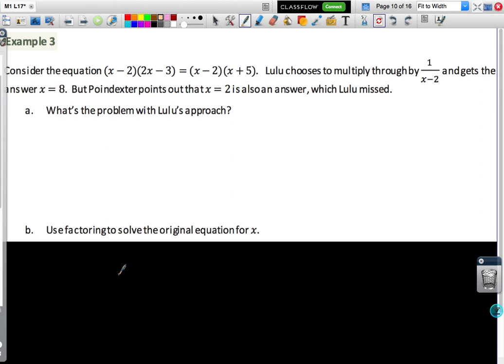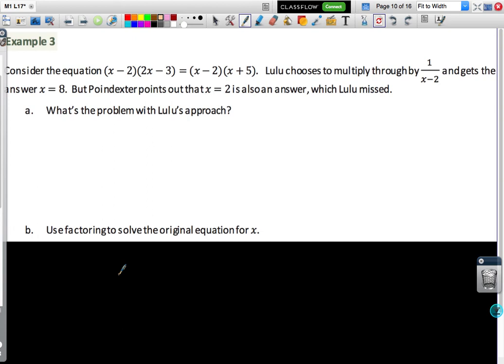Example 3. Consider the equation (x - 2)(2x - 3) = (x - 2)(x + 5). Lulu chooses to multiply through by 1 over x - 2 and gets the answer x = 8. But Poindexter points out that x = 2 is also an answer, which Lulu missed. Okay?